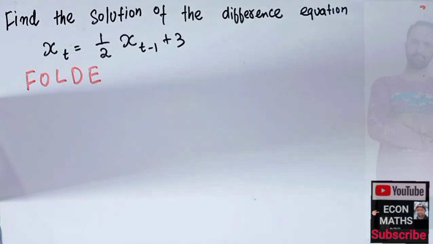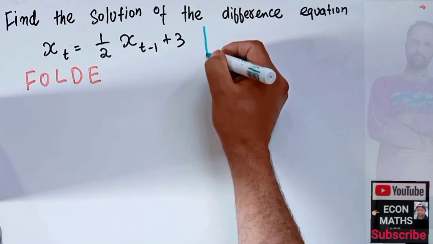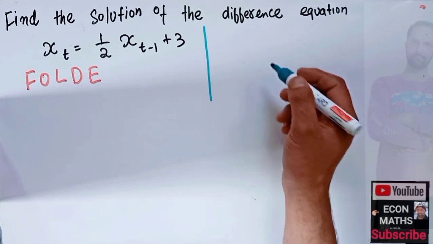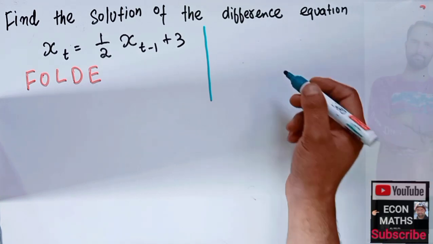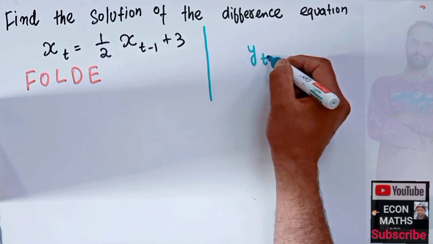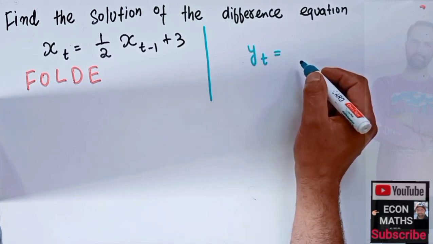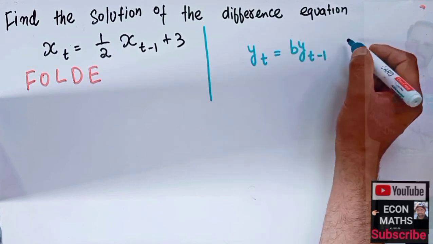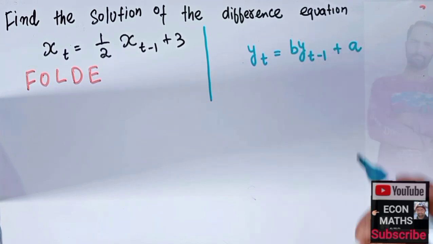Now the formula for the solution of a first order linear difference equation is given by, let's write the general first order linear difference equation first. So we have, if we have yt is equal to b yt minus 1 plus a, here a and b are constants.